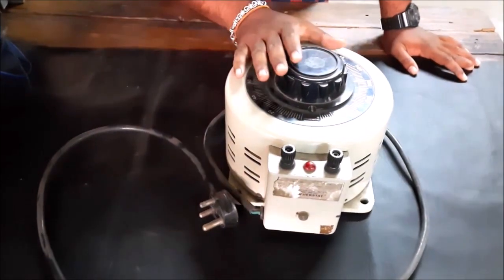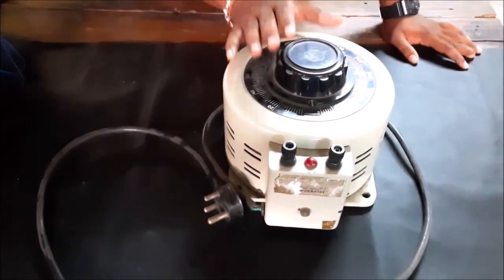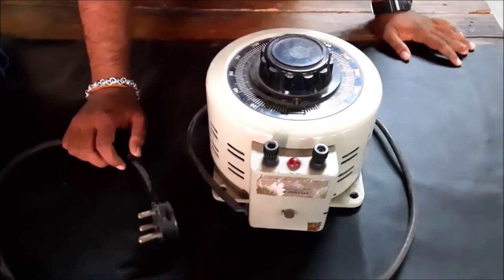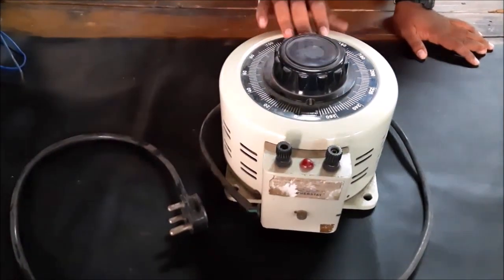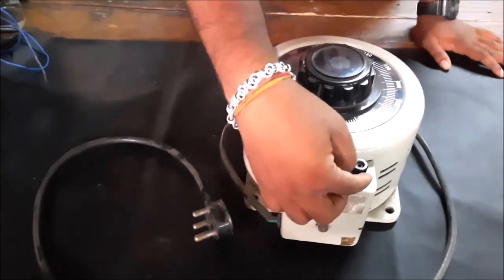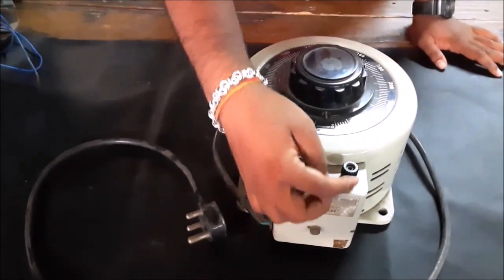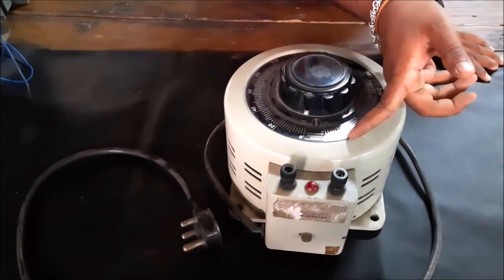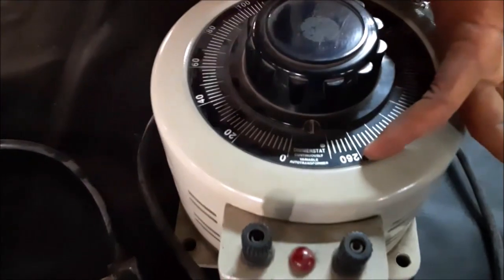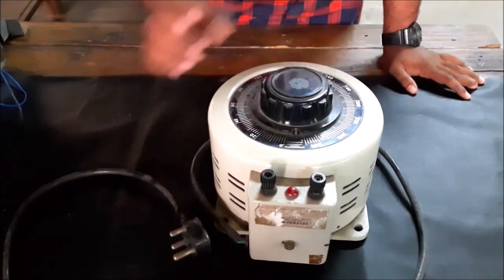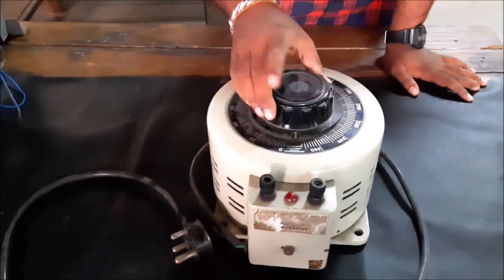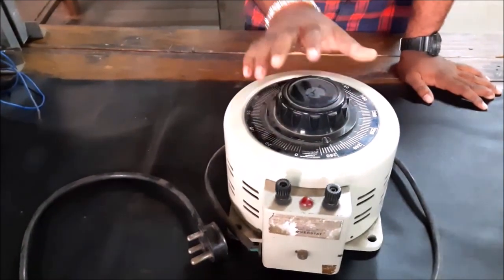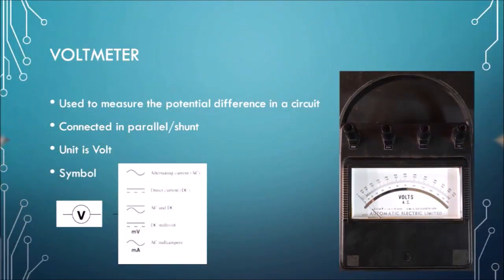As it is a single phase auto transformer, or single phase variac, we can give only up to 230 volt AC as input, and the output we can take from these two points, and the output can be varied from 0 to the maximum value. Here it is mentioned as 260. So you can get the output as 0 volt, or it can go up to 260 volt also. This is the purpose of the auto transformer.